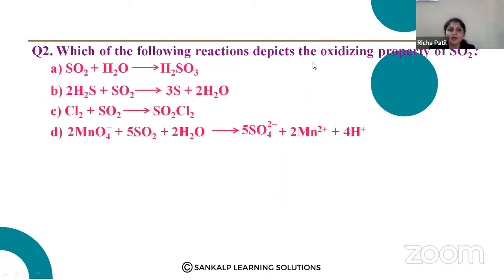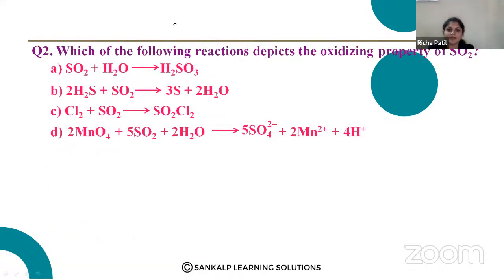Next, which of the following reactions depicts the oxidizing property of SO2? What you have to do is find out the oxidation state of S in all. Now for each oxygen, you have to write the oxidation number. Here each oxygen is -2, so this will be -4.